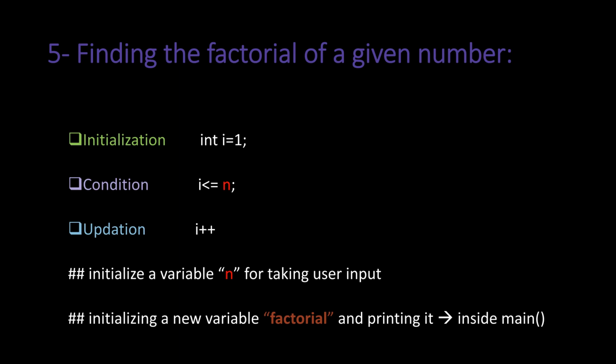Our fifth example is finding the factorial of the given number. It is almost similar to our fourth example, but the modification is that here you can see that our new variable is named as a factorial, and we assign it a value of 1 instead of 0. So let's start.